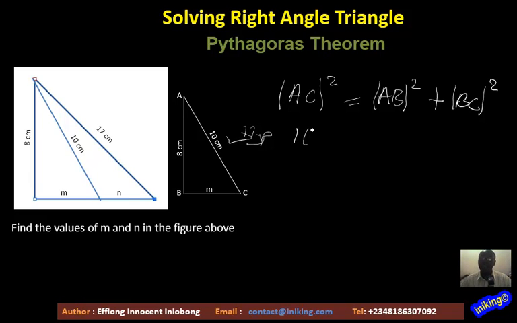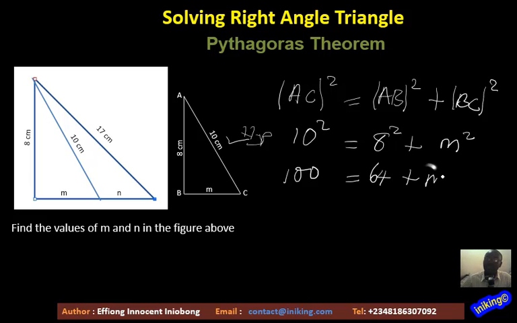AC is 10, so that's 10 squared. AB is 8, so we have 8 squared. And BC, we do not know, so that's M squared. So we are looking for BC, which is labeled M. 10 squared is 100. 8 squared is 64 plus M squared.